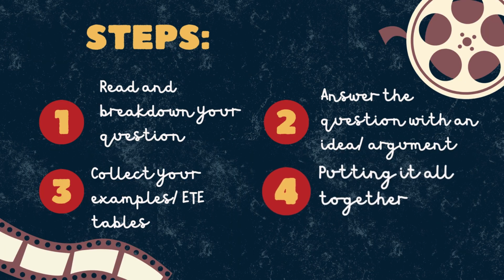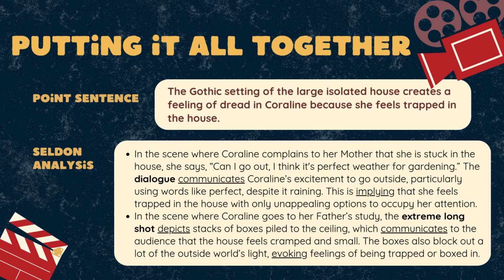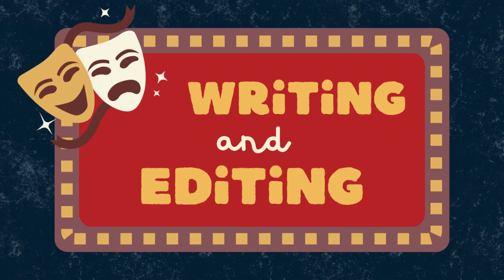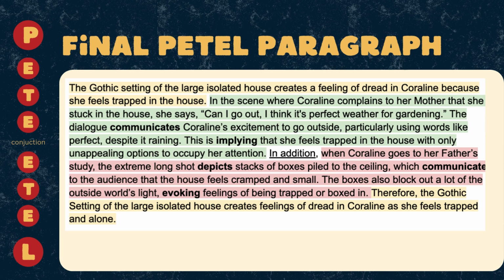Step 4. Putting it all together. Now we're going to put all the steps together. We'll start with our point sentence, then we'll collate our ETE tables to form full sentences. This is where planning goes a long way. Pause the video here to read through the two examples. Now we'll put it all together in writing and editing.